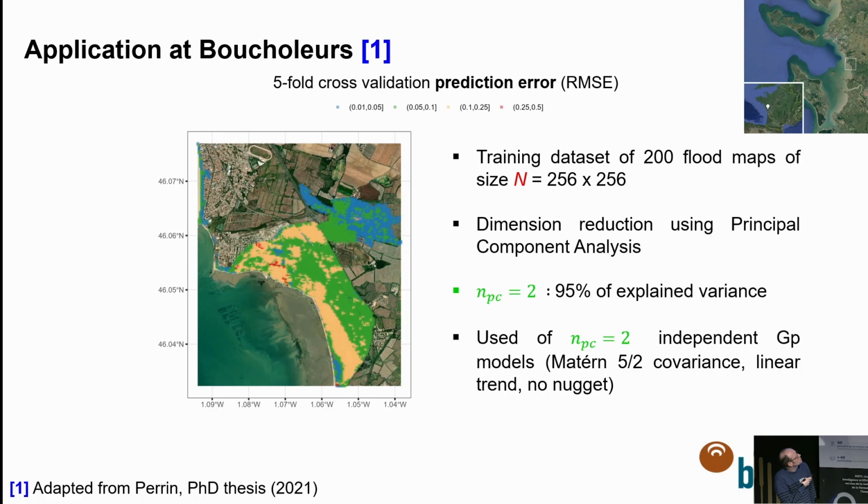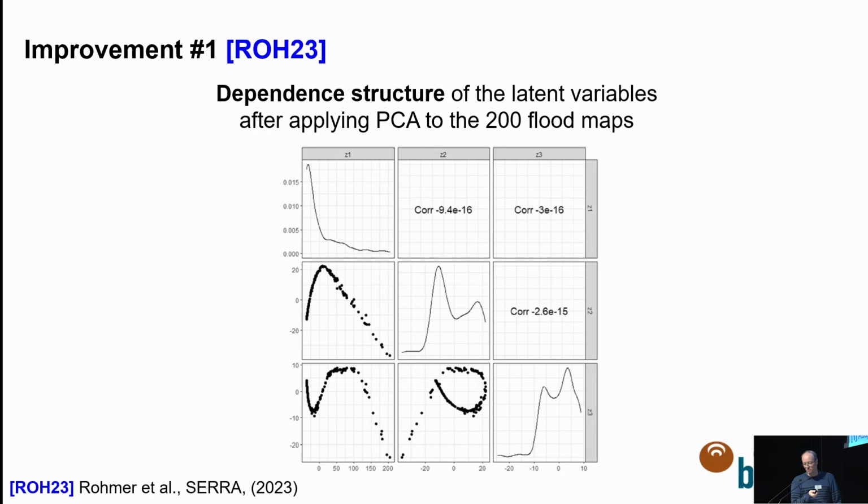So she conducted the dimension reduction step using a very simple technique, principal component analysis, and you see she reached a new space of latent variables of 2 dimensions, keeping 95% of the variability of those maps. So the reduction is quite huge. And she built, after that, the Gaussian process to predict the latent variables.